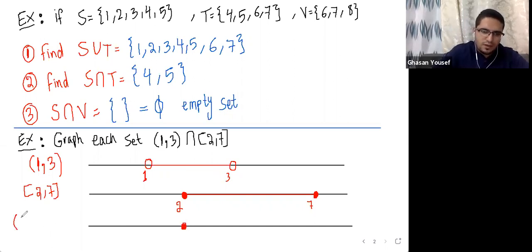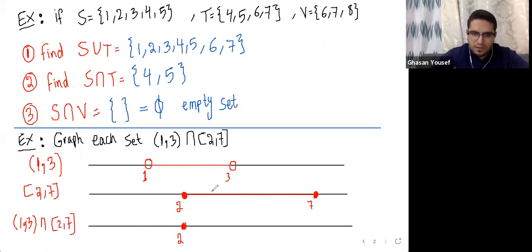So here the interval (1,3) intersect [2,7]. The closed interval starts at 2 and goes until 3, and at 3 it is open. So this is the intersection interval. This is the value, the answer. The answer is closed at 2 and open at 3. This is the answer. Any question? Is it clear?